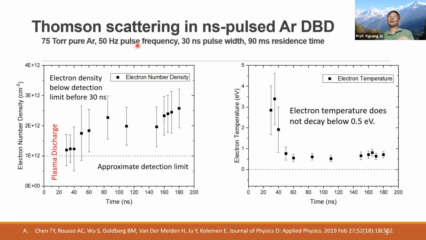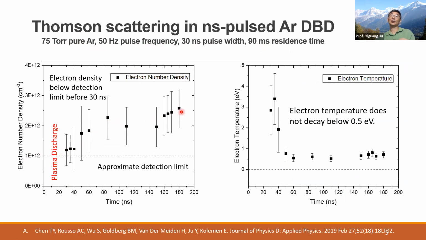This is the result obtained by Tim Chen, at 60 torr with argon, 50 hertz pulsed frequency, 30 nanoseconds, 90 millisecond resonance. You can see this is the 30 nanoseconds of plasma discharge. You can see that the electron number density builds up, and even in the afterglow it continues to generate electrons as a function of time.